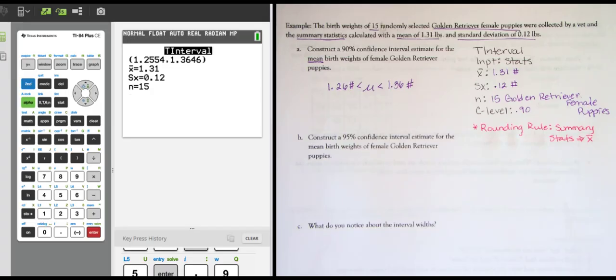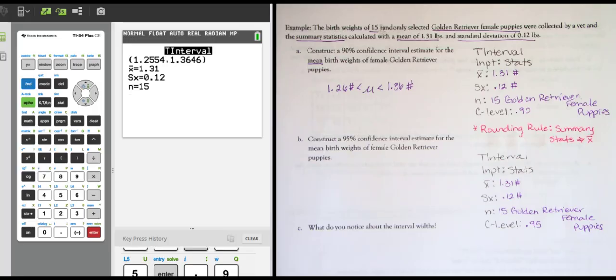For Part B, we're asked to construct a 95% confidence interval estimate for the same values. In this case, the only thing that's going to change for our inputs is going to be our confidence level. That will change from 90% or 0.90 to 95% or 0.95. So all the values in your calculator will still be there, so just make the appropriate change. Rounding to the same two decimals, we'll get 1.24 to 1.38 pounds.